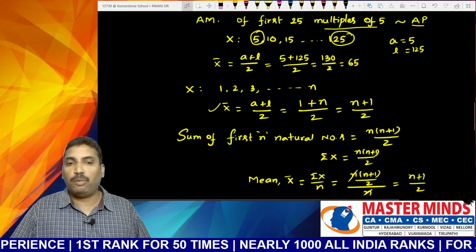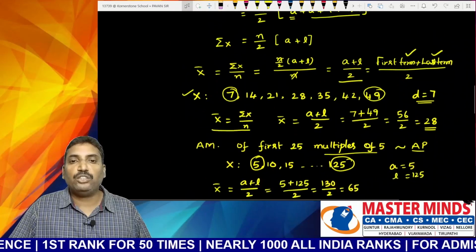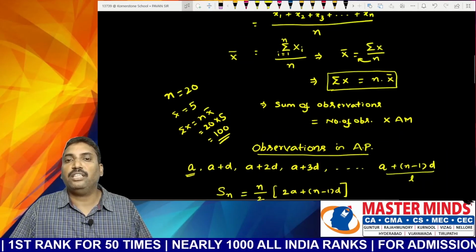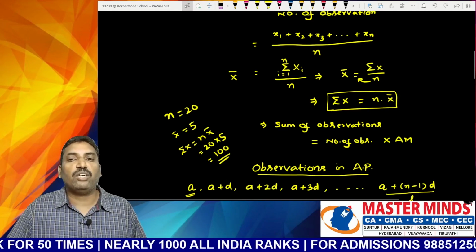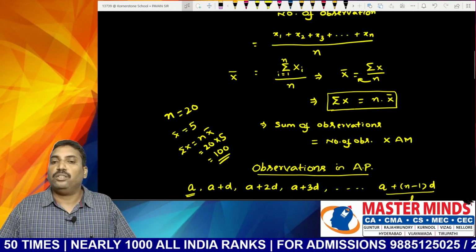So you should remember, very important formula. And also you should remember the main important formula, that is x bar is summation of x by n. From that we can say that the sum of observations is equal to the number of observations into the arithmetic mean.